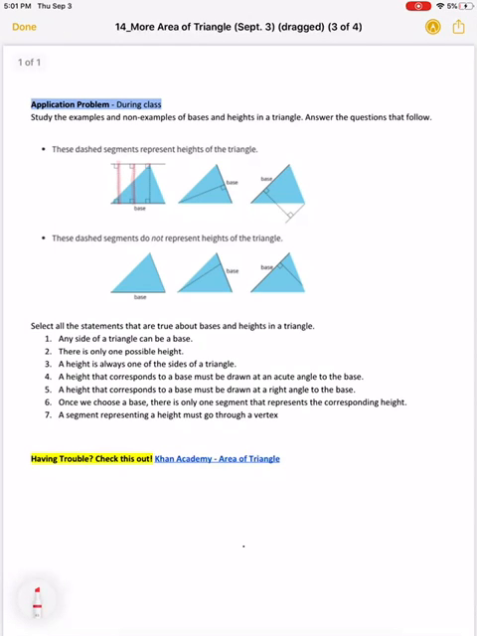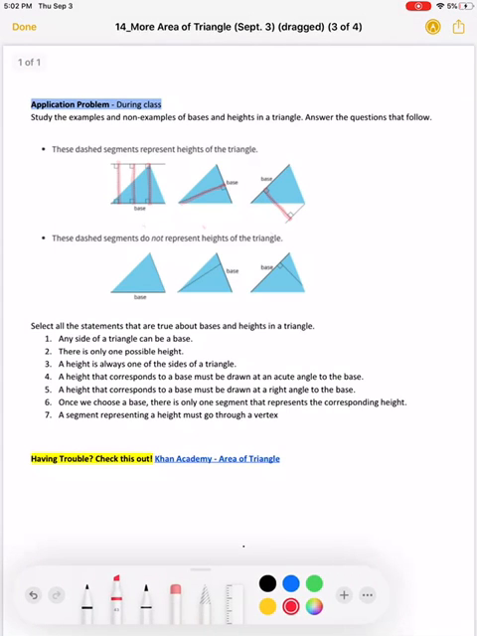Height, height, height, height, height. And if you look at this triangle, it's exactly the same triangle, okay? So all three of these are correctly labeled as the height. These dashed lines do not represent the height, so these are not correct. We're going to go back up and look at our picture each time we read a statement.